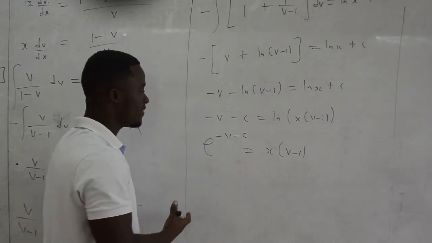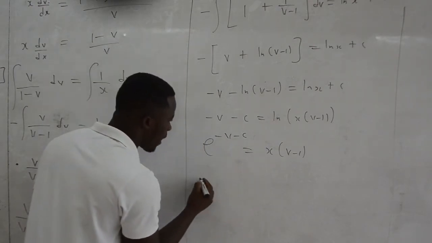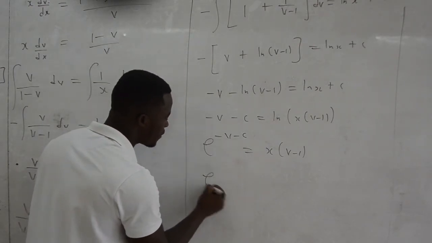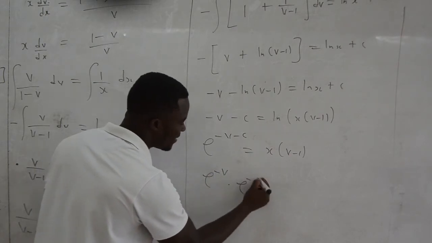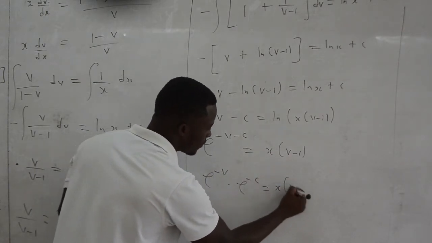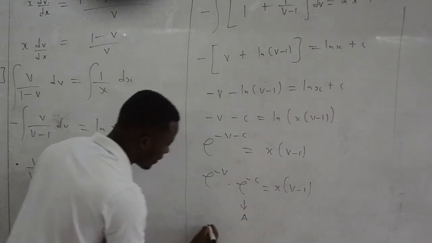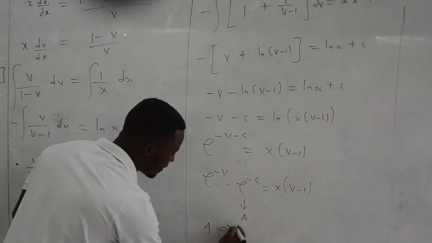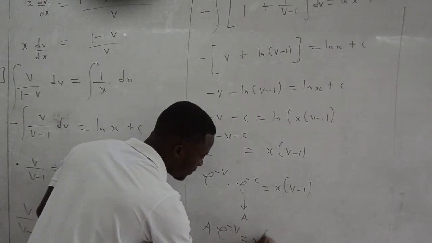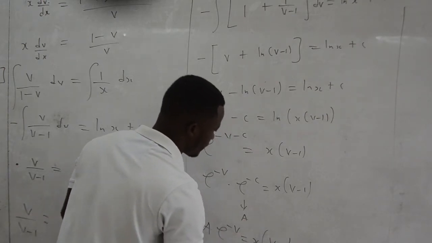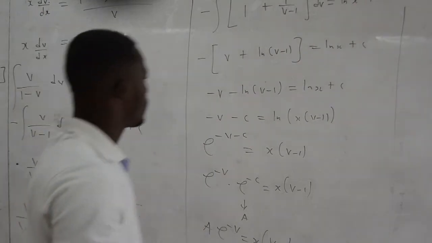So the next step here is that I'll rewrite this one as e exponent negative v dot e exponent minus c is equal to x multiplied by v minus 1. This I'll represent by a letter, A. Then I'll have A e exponent minus v is equal to x v minus 1. Right? Good.